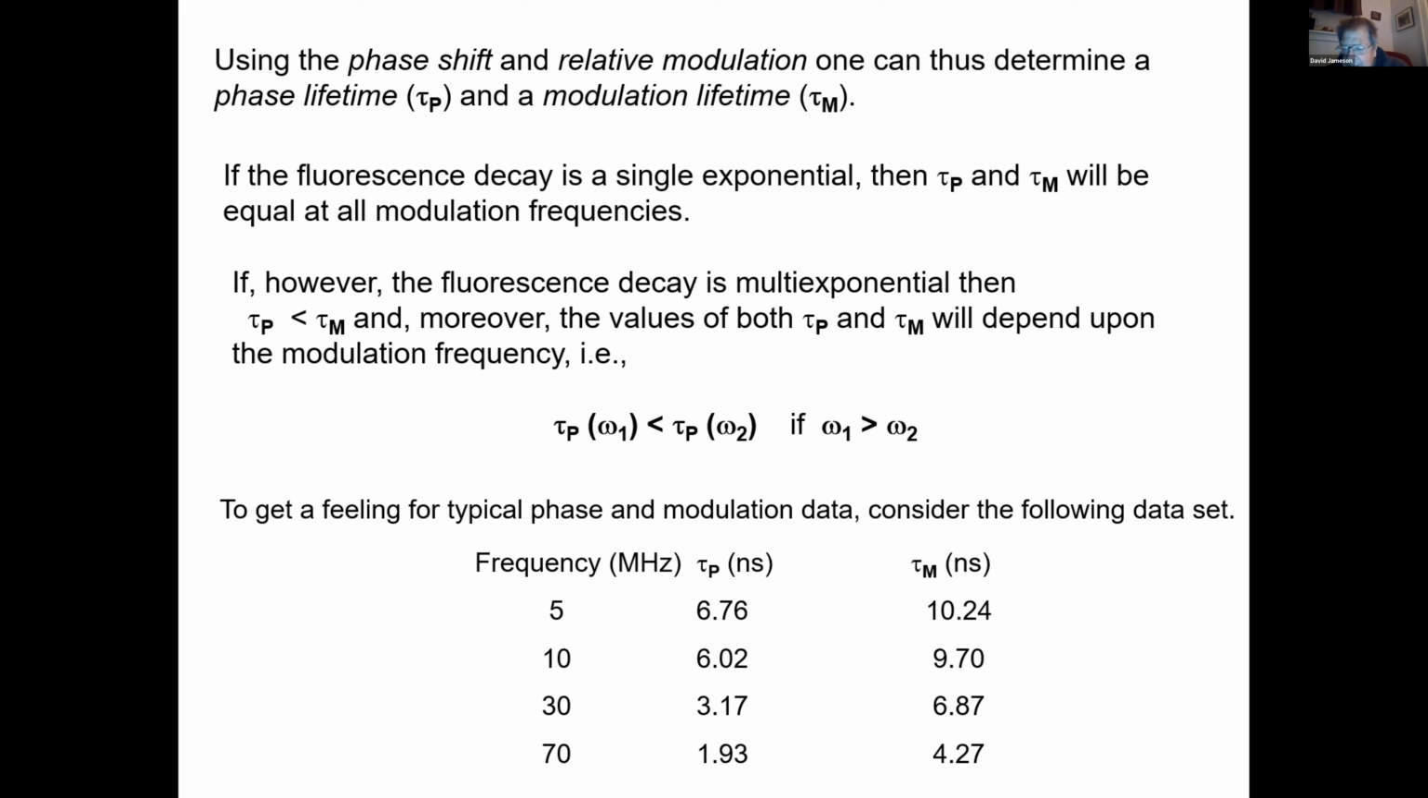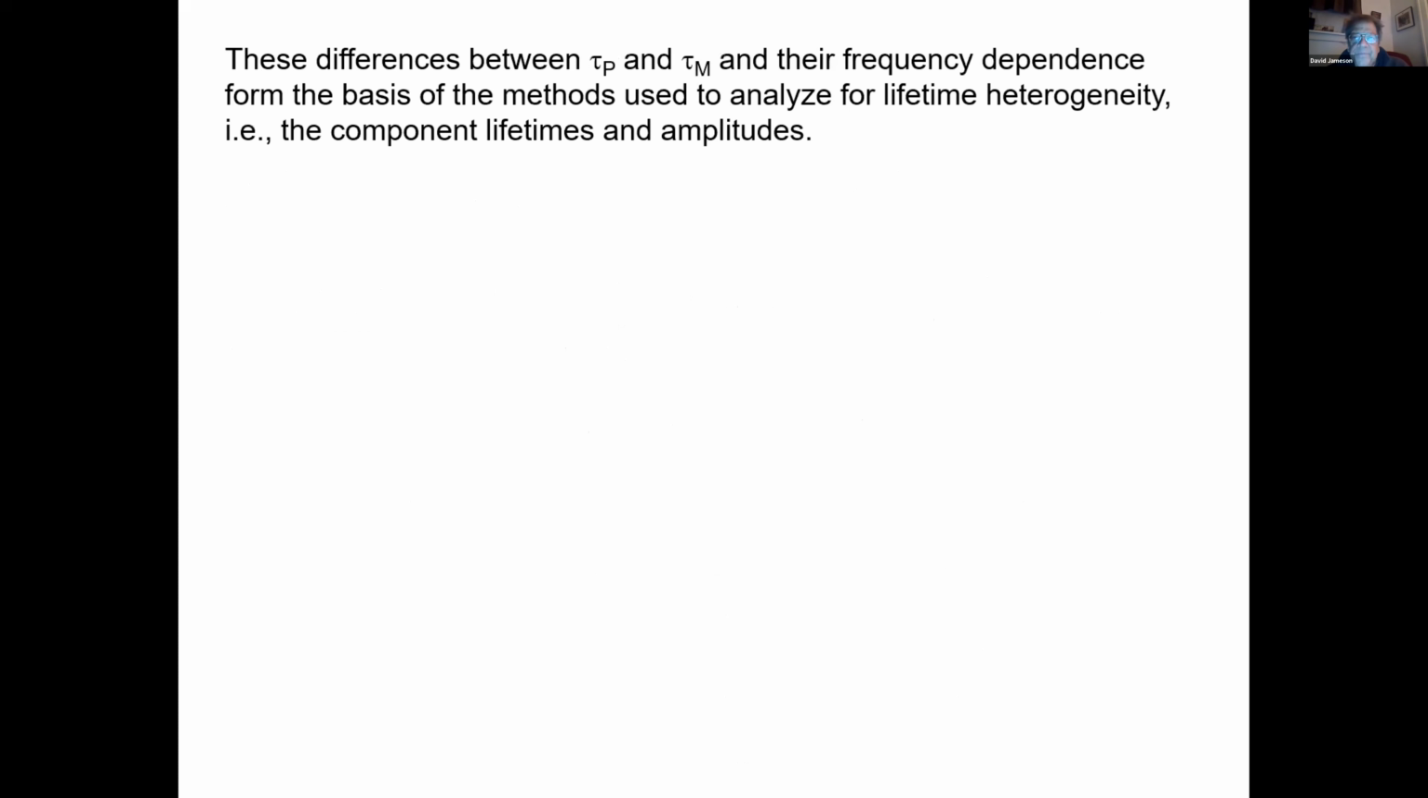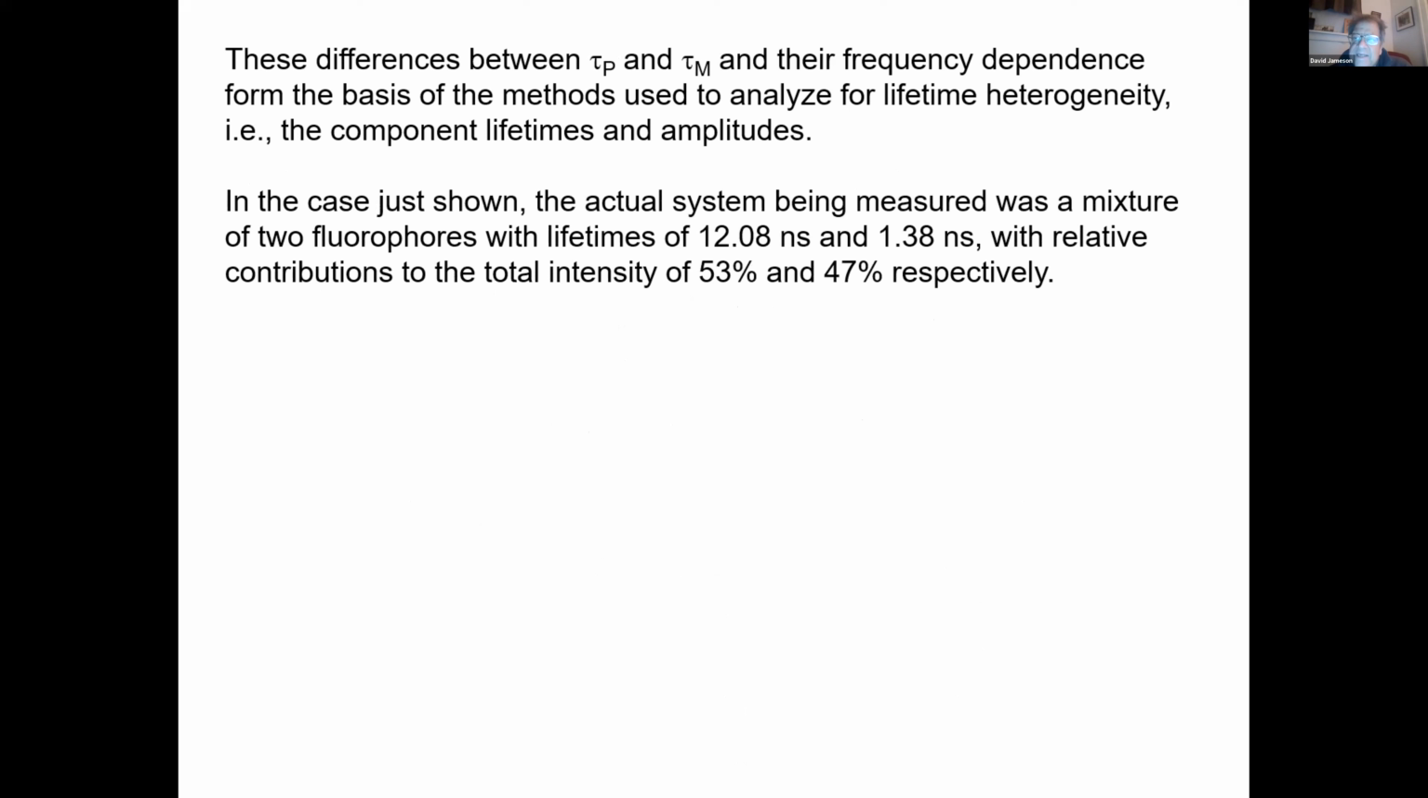Well, these properties basically form the method to analyze the lifetime heterogeneity, how to analyze and determine the component lifetimes and their amplitudes. Okay, in the case I just showed, these were mixtures, two fluorophores of 12.08 nanoseconds and 1.38 with relative intensities of about 53 and 47%. Obviously, I was trying to make it about 50-50. I'm sure I was doing this in the old days with Enrico when he first made the multi-frequency machine. You'll hear about that later.